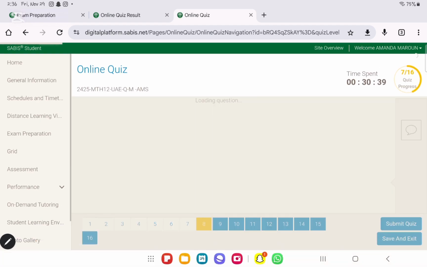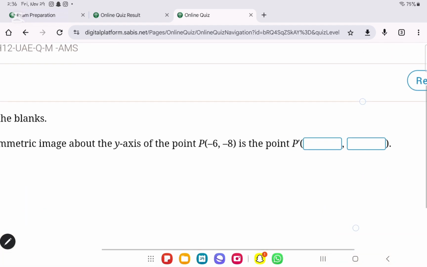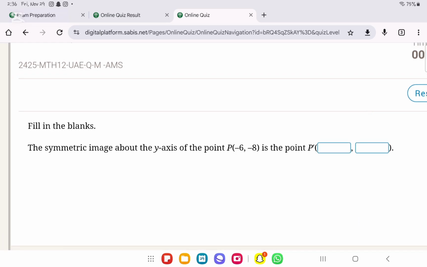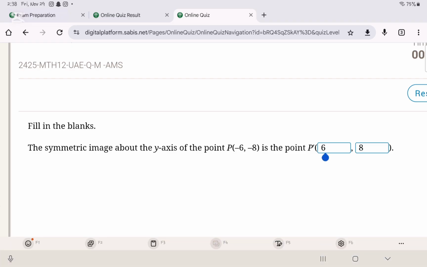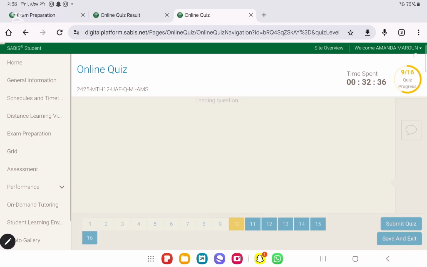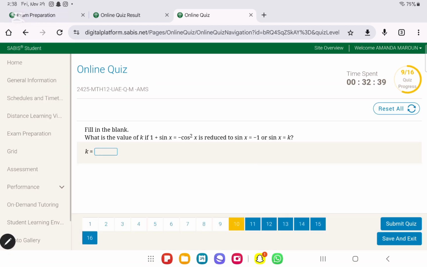Now we move on to question number 9. Here they are talking about symmetry about the y-axis. We said symmetry about the y-axis is what? It is even. And when we are talking about even, only the x will change. So the positions are the same. It's also 6 and 8, but only 6 will change its sign. If it was negative 6 before, it's going to become positive 6, and negative 8 will stay negative 8. Now we move on to question number 10.